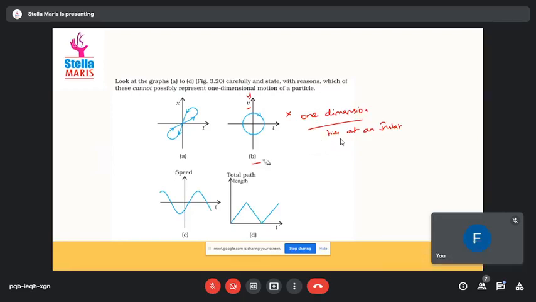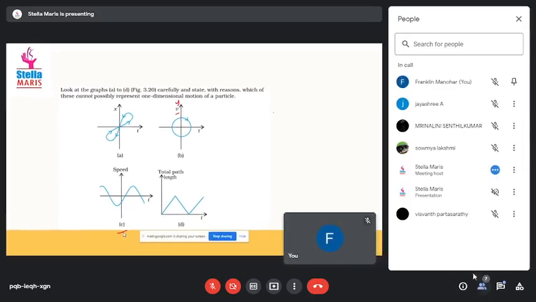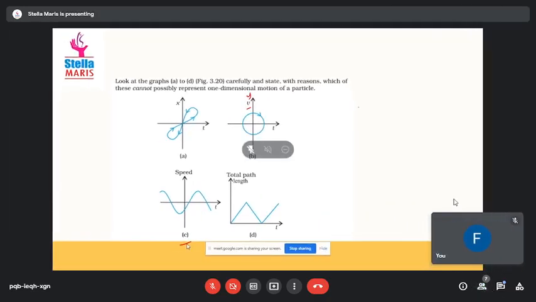What about 3? That is C. What about C? Come on, quickly. Mrinalini can use the chat, no problem. But for this 3, Jayashri, Mrinalini and Soumya, just answer the questions so that we can move ahead quickly. So what about C? Does it represent one-dimensional motion?